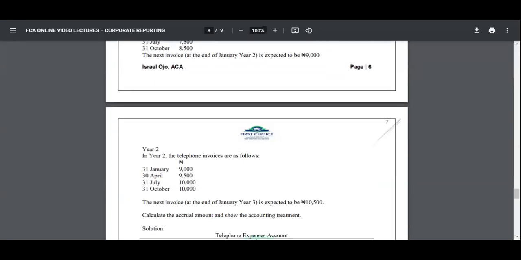So basically, when you say accrued, it means you are owing. And when you say prepaid, it means that you are paying in advance. And accrued is actually a liability, while prepayment is actually what? An expense.